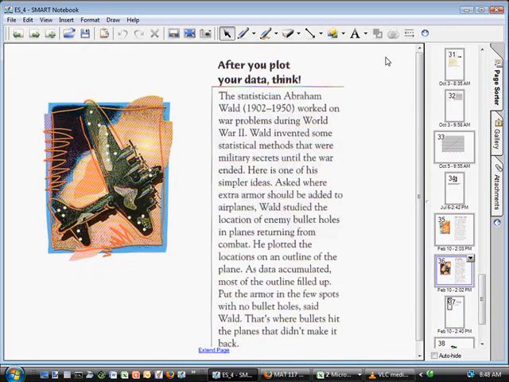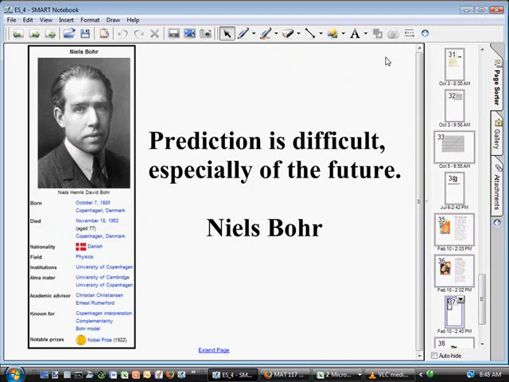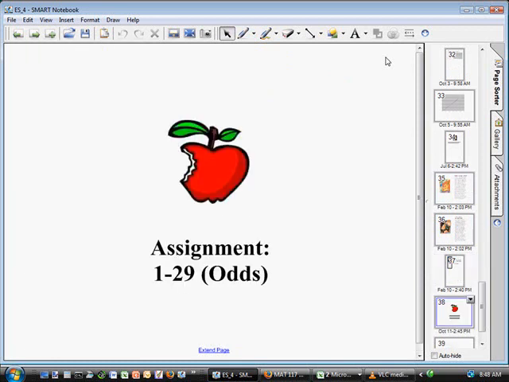Here's the assignment. You probably knew that already. I think it's on the website. Now, when is it due? In 2 classes, so on Monday.